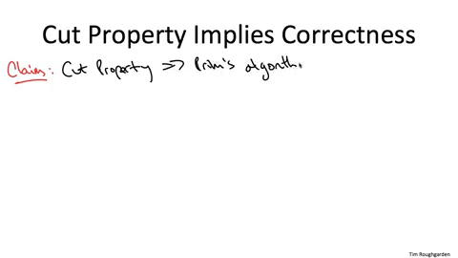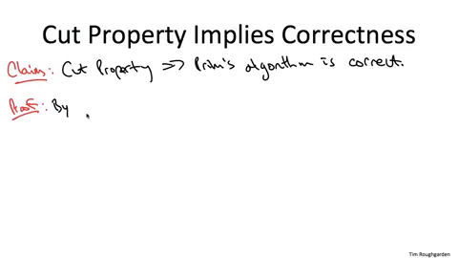All right, so what I want to do to finish up this video is assume that the cut property is true. And then from that, I want to argue that Prim's algorithm is correct, that it always outputs an MST. The proof of the cut property is non-trivial and deserves its own video, which you can see separately.